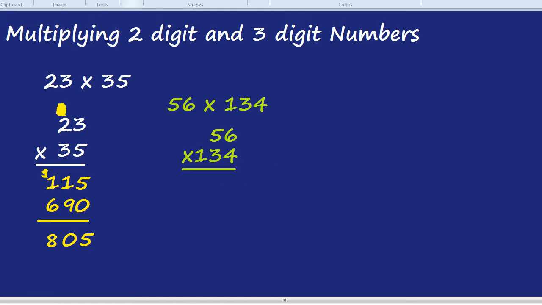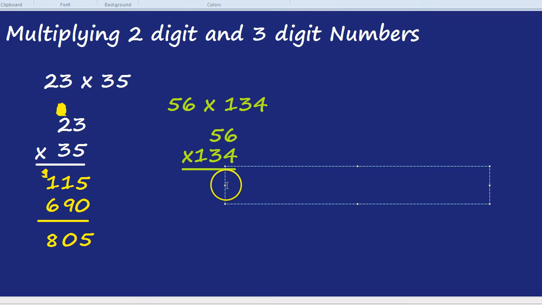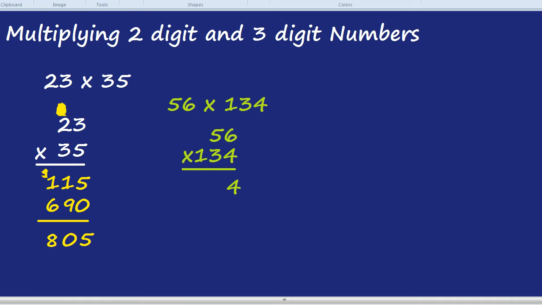Our first multiplication would be the right times by the right. So that's 6 times by 4. 6 times by 4 is 24. So we put the 4 down here, and what do we do with the 2? We put it above the next number. Next, what do?